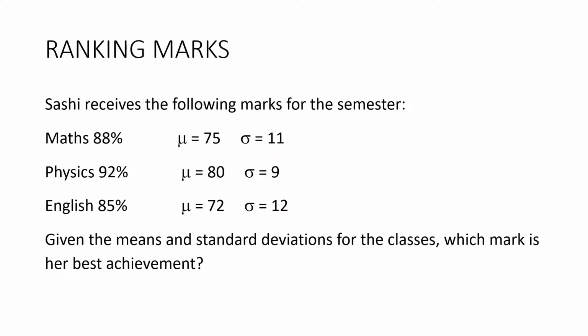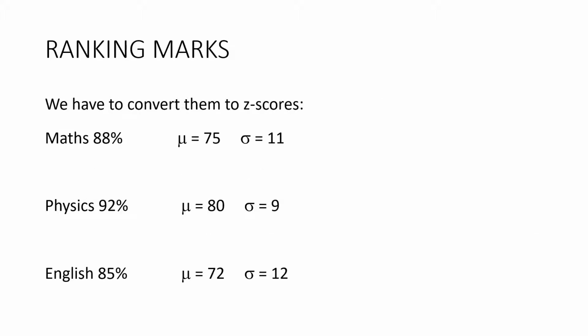So what we're going to do, given the means and standard deviations for the classes, which mark is her best achievement? So we have to convert them to z-scores. That's going to standardize them to a mean of 0 and a standard deviation of 1. We're just using this formula. In the first case, x is 88, mu is 75, and sigma is 11. And putting that in, we get 1.18. So what does that mean? For maths, Sashi was 1.18 above the class mean.